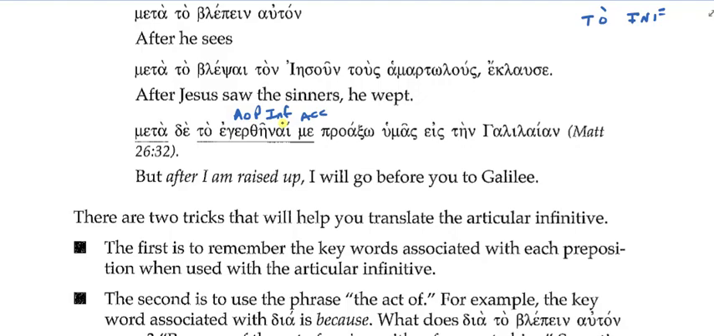Do aorist passive infinitives have any inherent past tense value? No. This is an aspect issue, not a tense issue, right? So he's talking about something future, but he's portraying the action of being raised as a complete or a whole action. So later, after I'm raised, conceptualize that as a done deal, I will go before you to Galilee, right? All of this is future. So he's not using the aorist because it's past. He's using the aorist because he's portraying the action from that unbounded whole viewpoint. Okay? Alrighty.